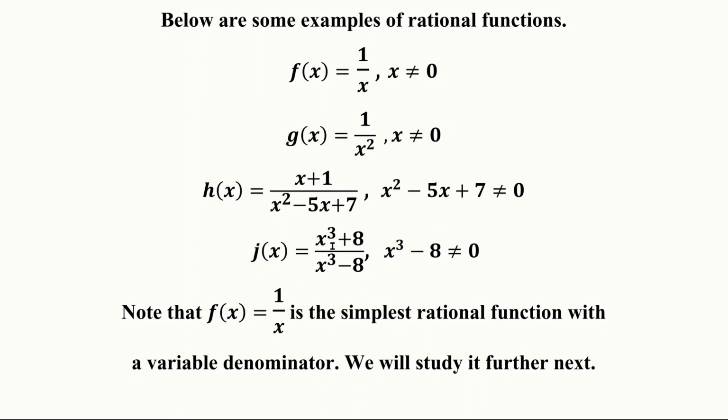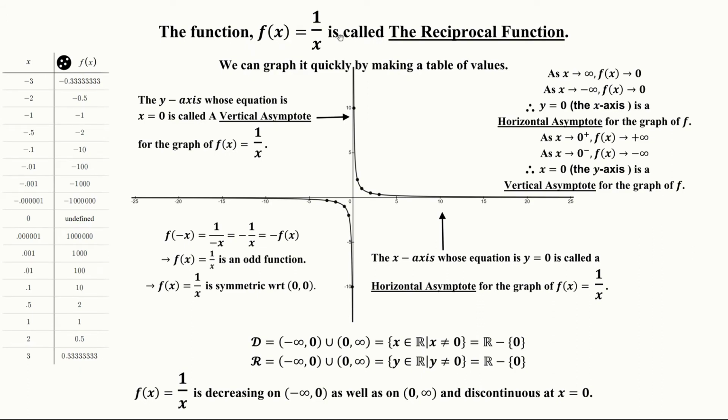J of x is x cubed plus 8 over x cubed minus 8, another example of a rational function, where here x cubed minus 8 should not be 0. Next, we're going to go ahead and take a closer look at f of x equals 1 over x. The function f of x equals 1 over x is called the reciprocal function for obvious reason. As you know, given any number x, its reciprocal is 1 over x.